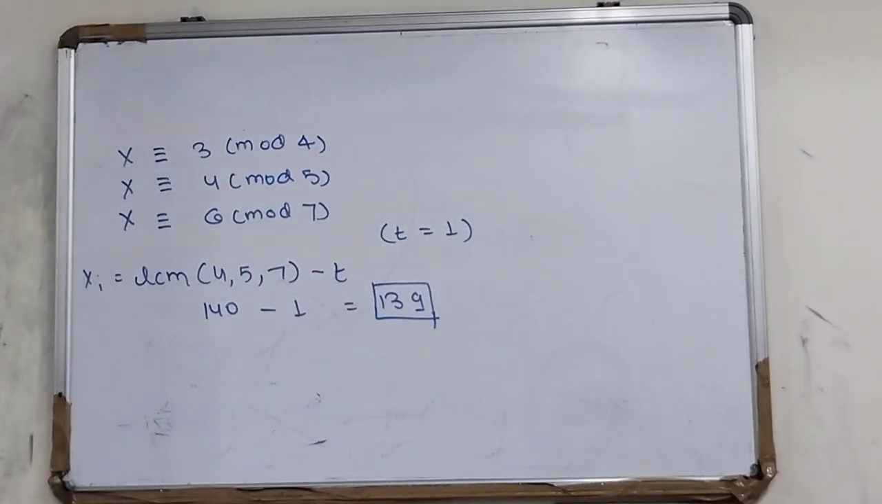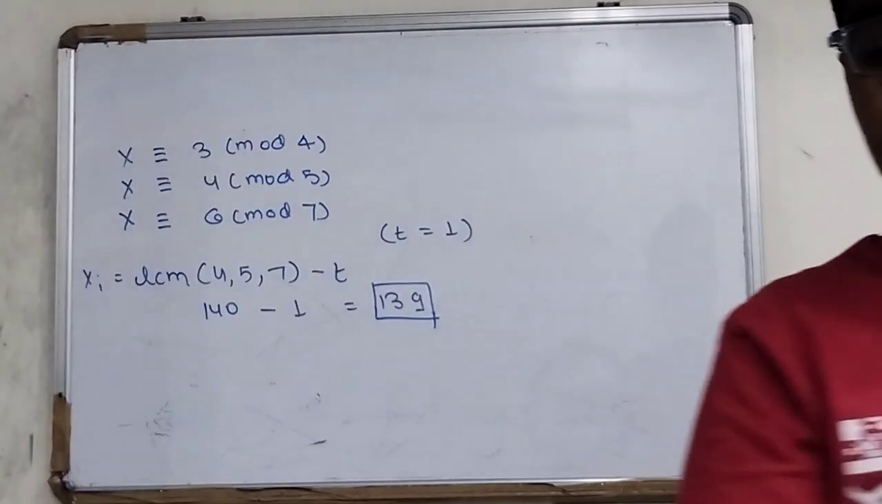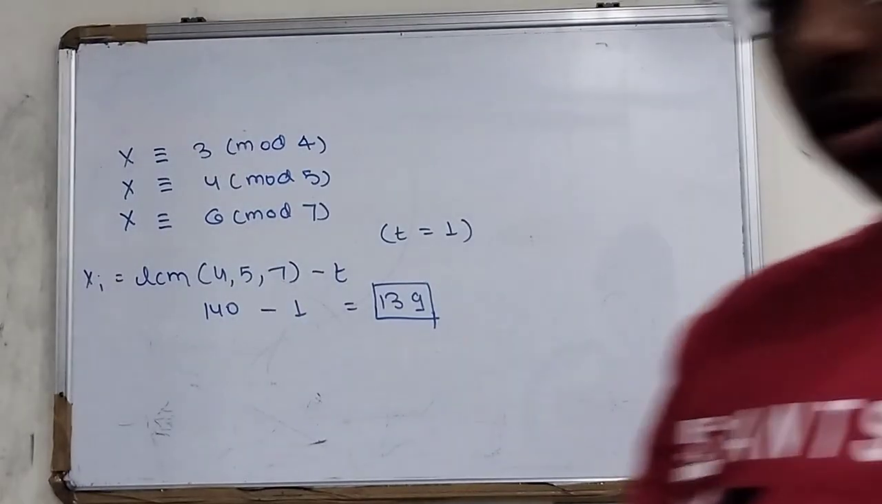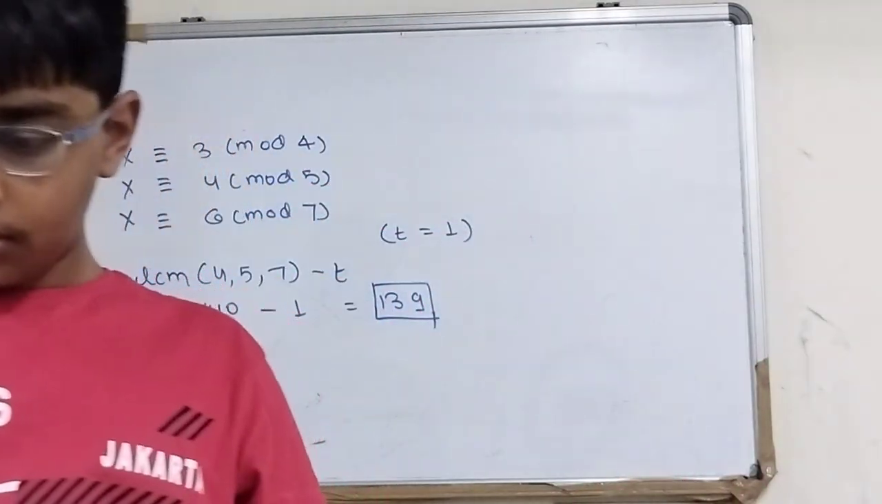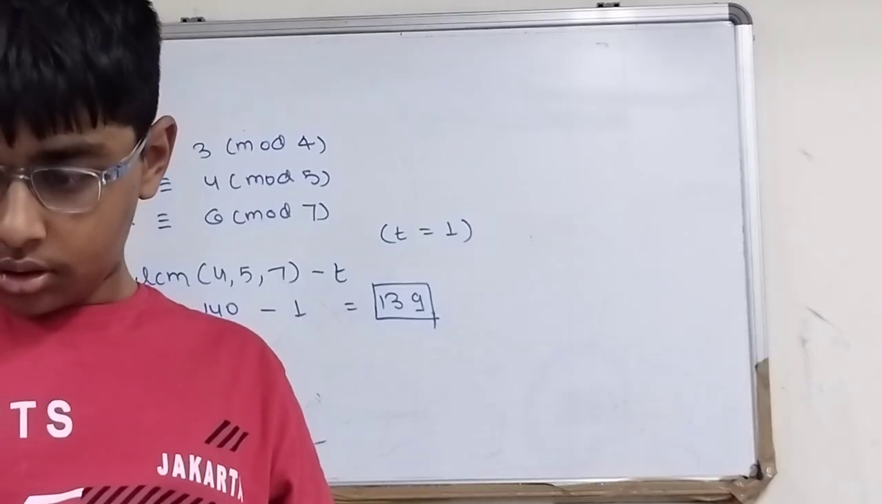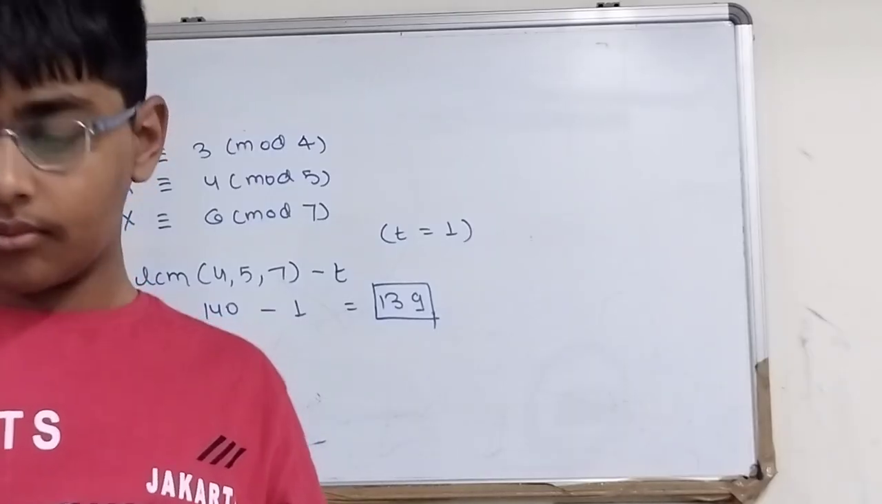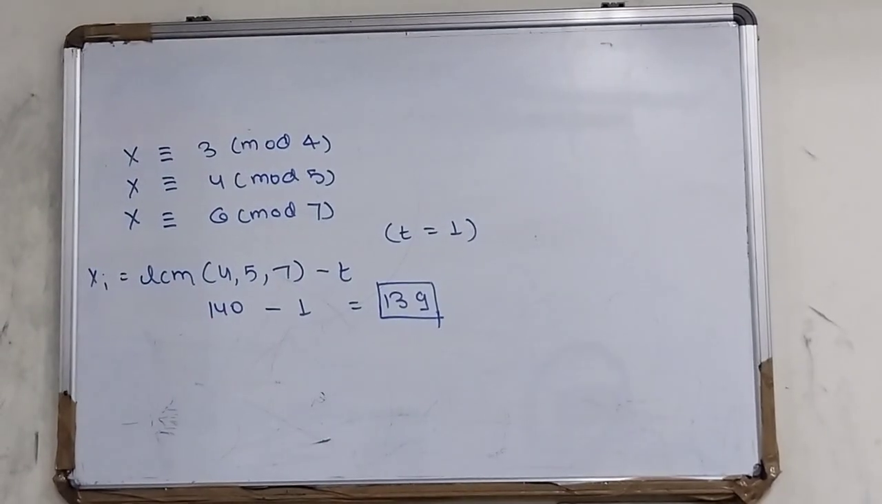Next, when x is divided by 5, it should leave a remainder of 4, so x is congruent to 4 modulo 5. And finally, when x is divided by 7, it should leave a remainder of 6, which means x is congruent to 6 modulo 7. We can solve this step by step.